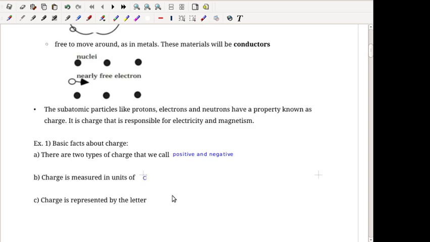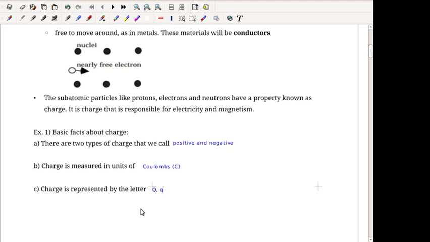Charge is measured in units of coulombs, as I mentioned before, and it's abbreviated just with the letter C. So if you see 1 Coulomb of charge, that's 1 C. That's the unit of charge. And charge is represented by the letter Q, either big Q or little q. I'm not sure why Q for charge. They didn't want to use C because they already had that for coulombs. But the variable that we use to represent charge is Q.